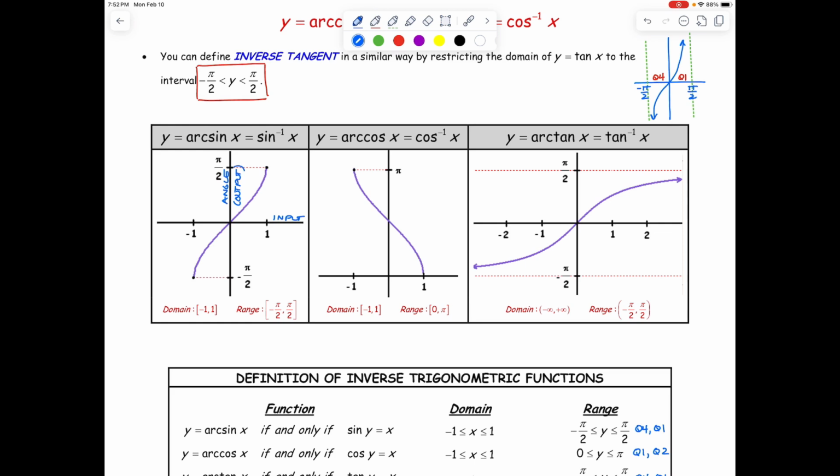You're going to get, the graphs are flipped, and cosine is going to go from 0 to pi. Tangent, it's going to go from negative pi over 2 to pi over 2, but notice again, we're going to be moving from negative infinity to positive infinity with the domain of values that can go into that tangent function. So all of this, these swap from the original functions.